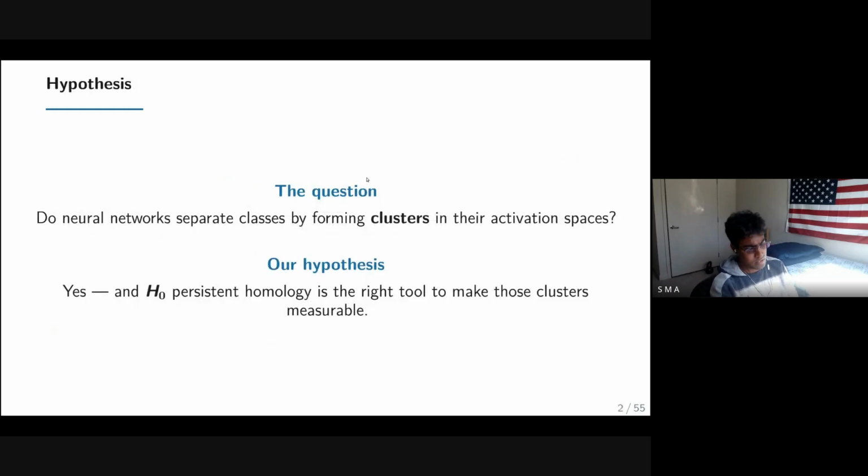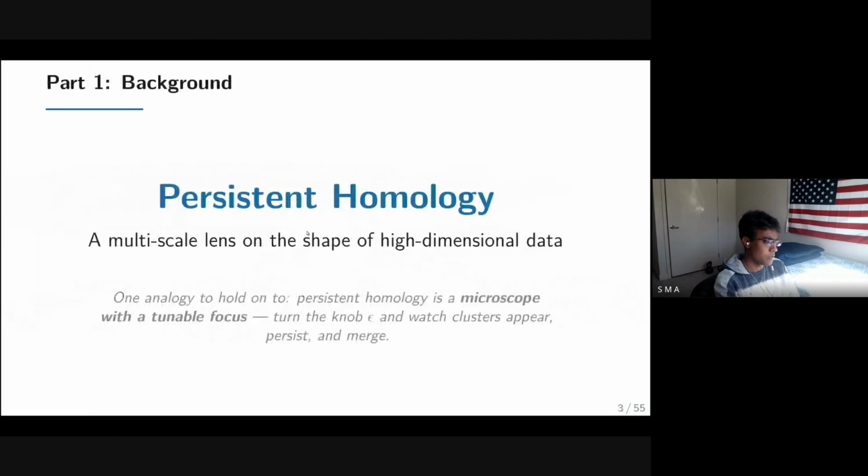And this study was mostly focused around discriminative models. So the study was looking at the clusters that are being formed in the activation spaces. And the hypothesis was that H0 persistent homology was the right tool. We can actually talk about persistent homology now.